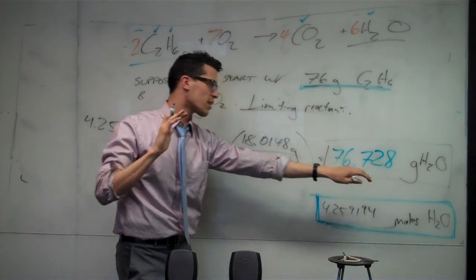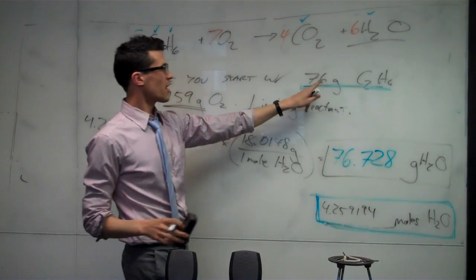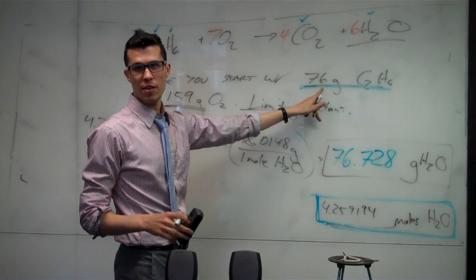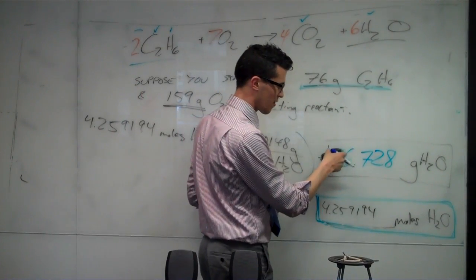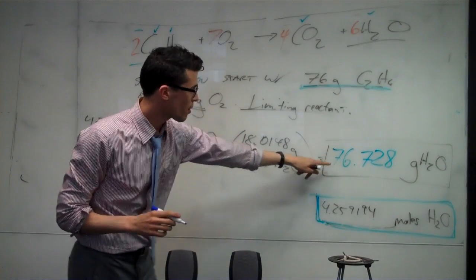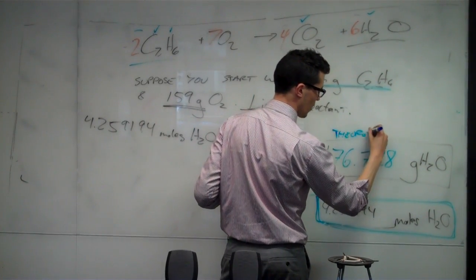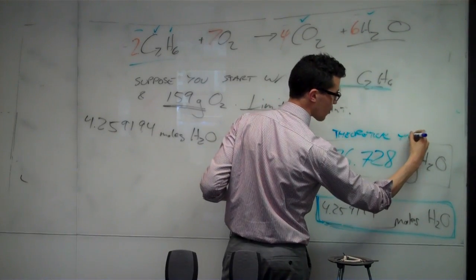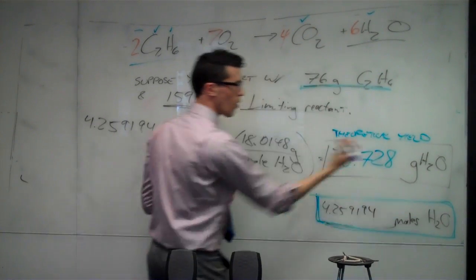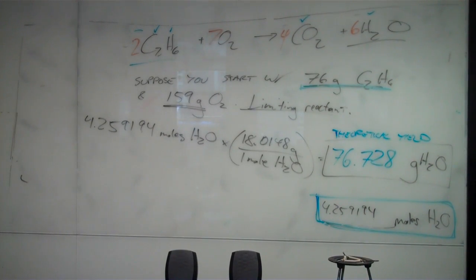Now for honors, you have to round to sig figs. Unfortunately, you have to figure out what the sig fig is. In this case, there's 2 sig figs, so it will be 77 grams. That will be your theoretical yield. In theory, this is how much H2O you should make.